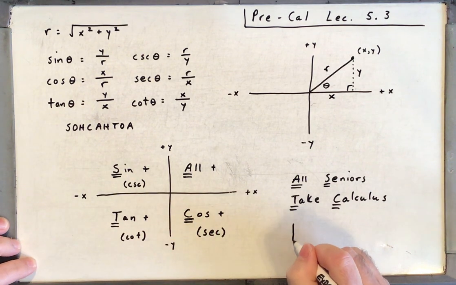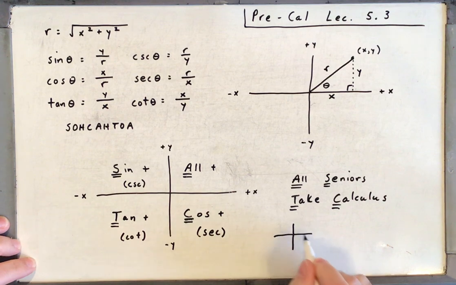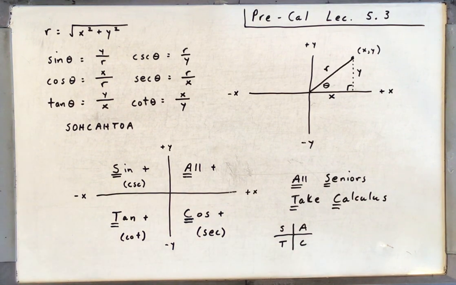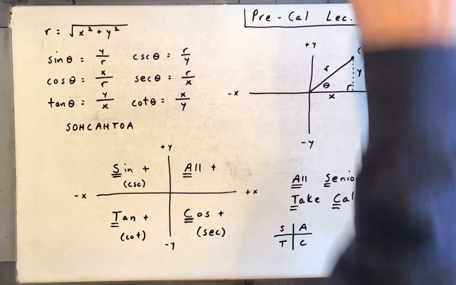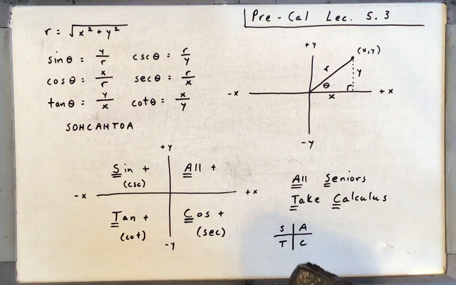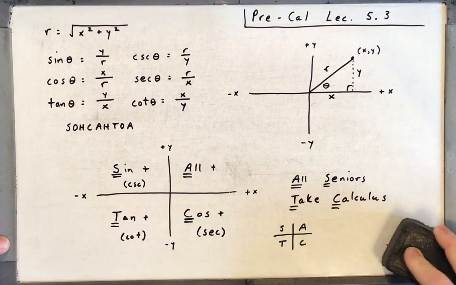What we're going to do is draw a lot of coordinate planes that look like this, ASTC. Okay? And that'll help us determine the sign of the trigonometric functions. All right, so go ahead and pause the video if you need to, and we will go through our notes and work problems.